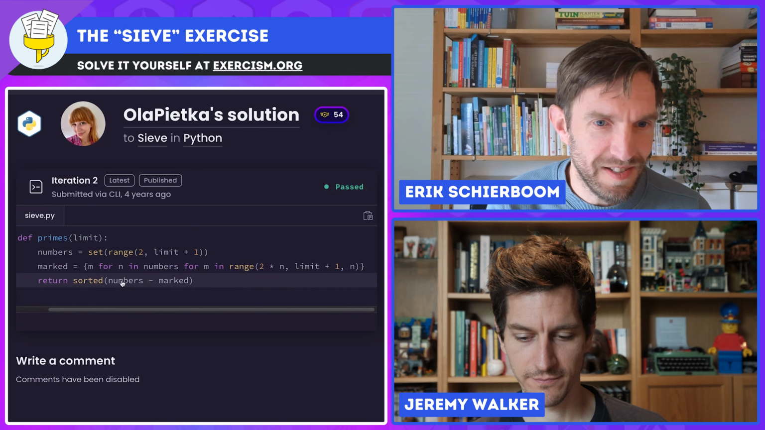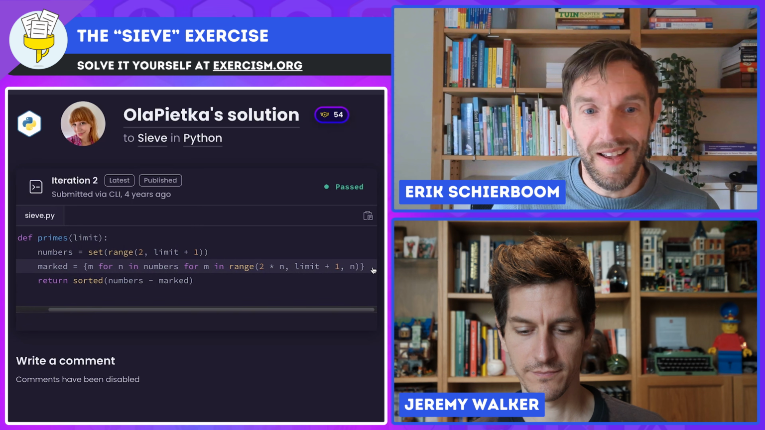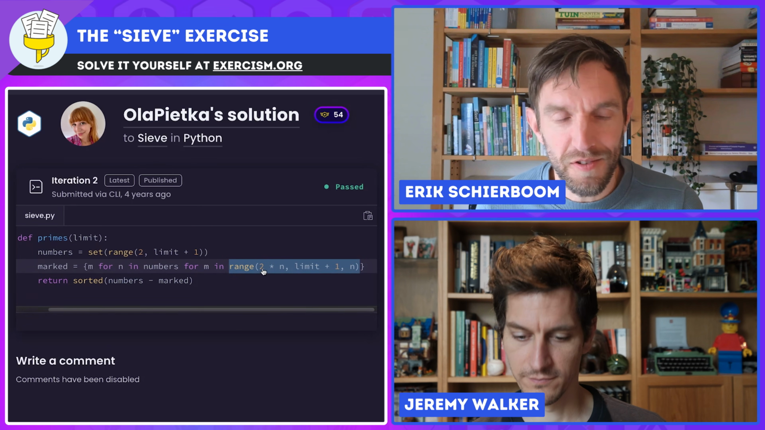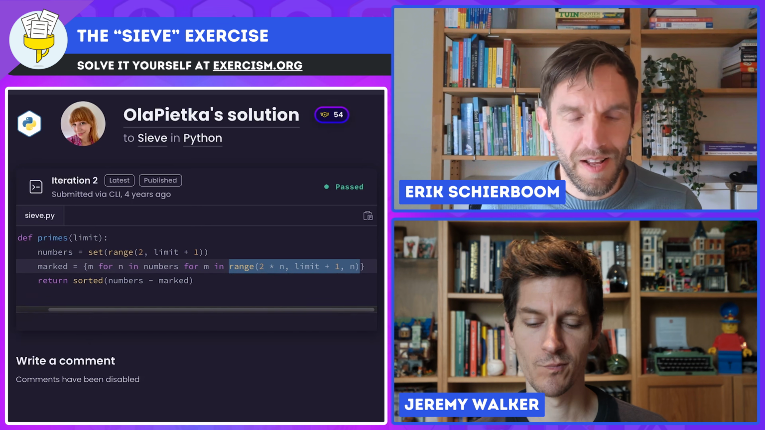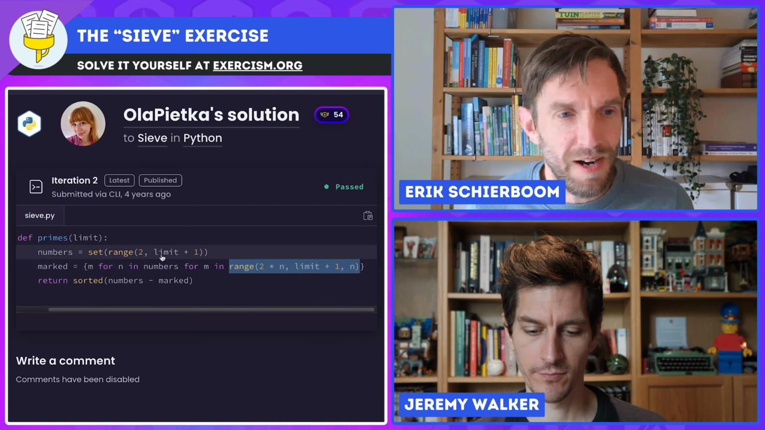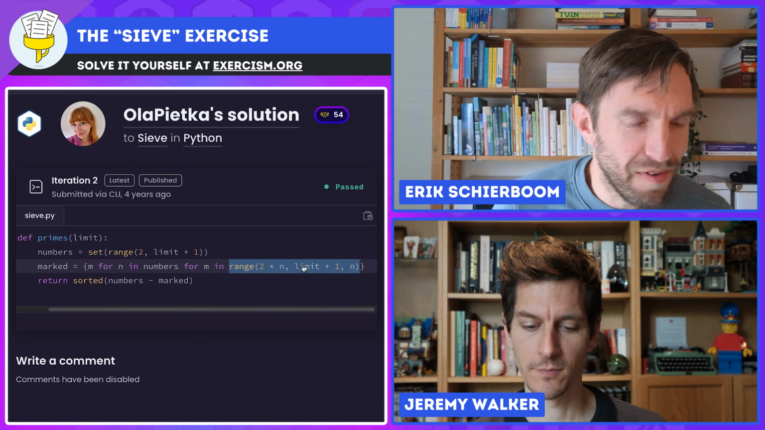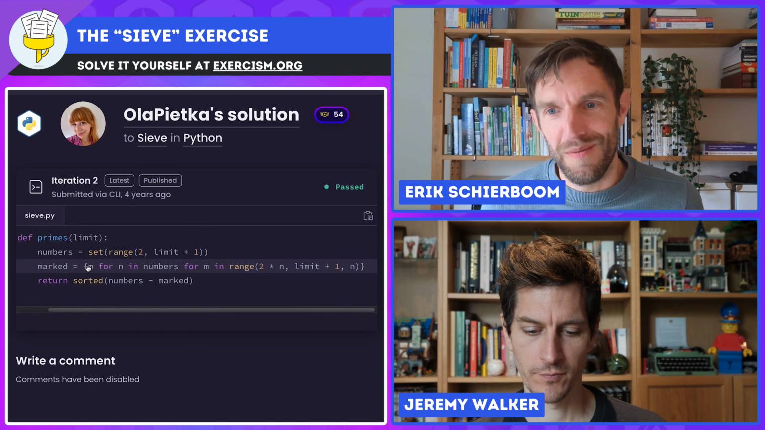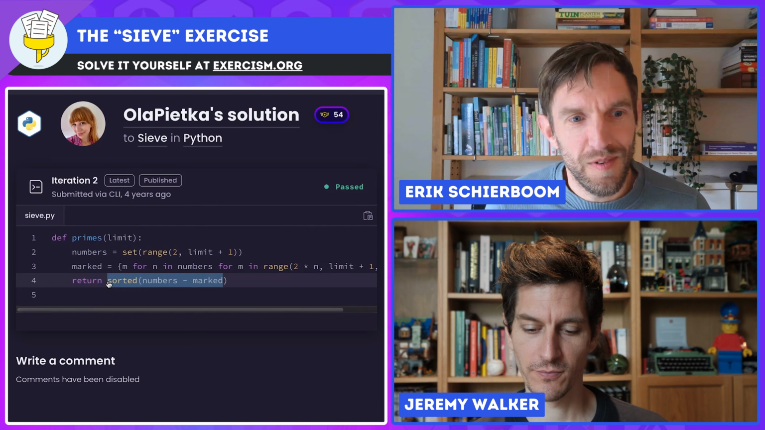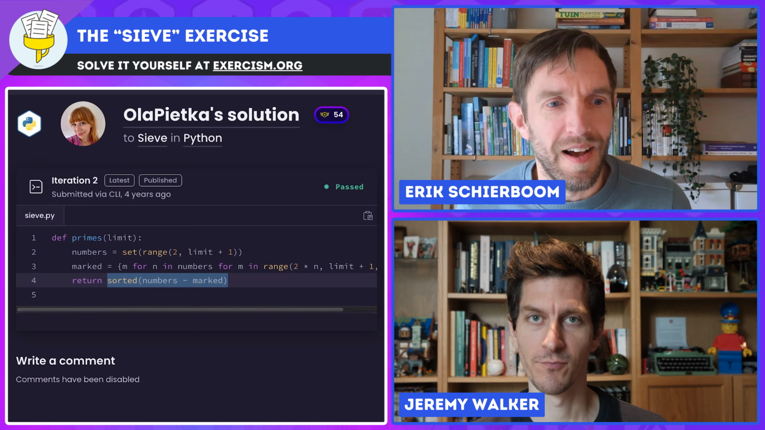So that's online, that whole 2 times n. This is giving a new set that contains just all the multiples, so not the numbers themselves. For our example of 10, it will be the multiples of 2, then the multiples of 3, etc. In the end, that gives you a set, so only the unique values. And of course, the primes are all the numbers minus the multiples. So you can see numbers minus marked. That's sort of intuitive.